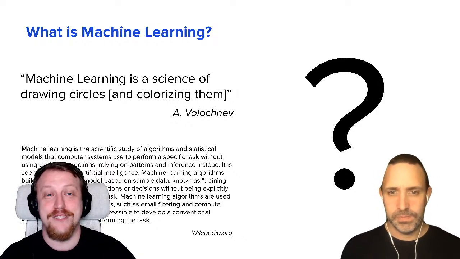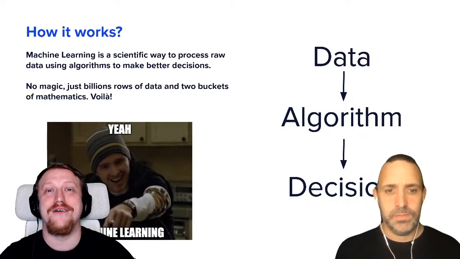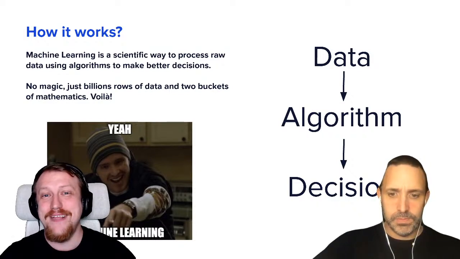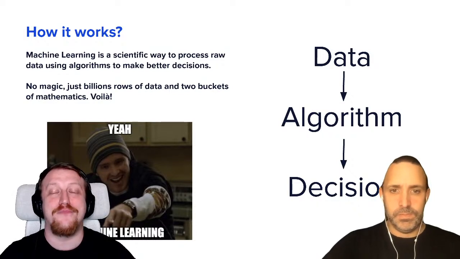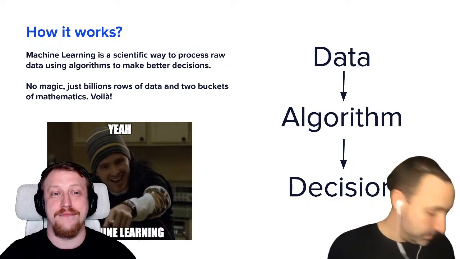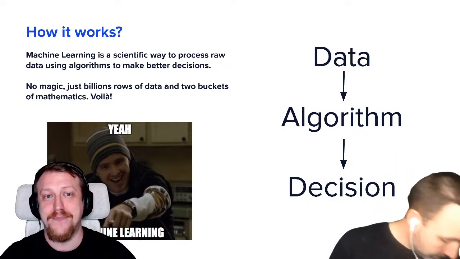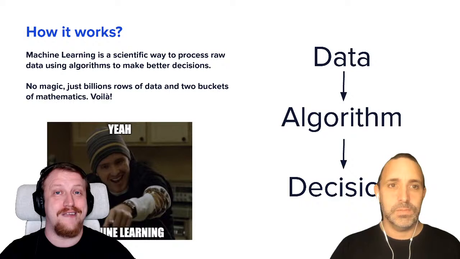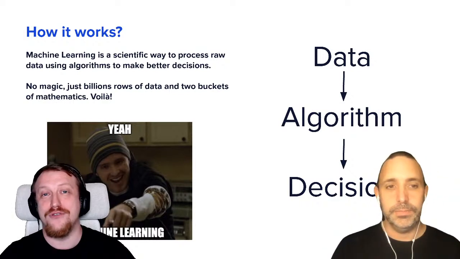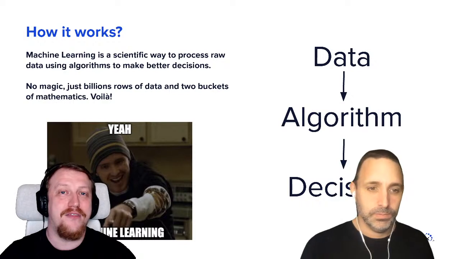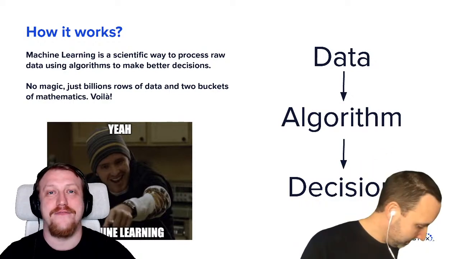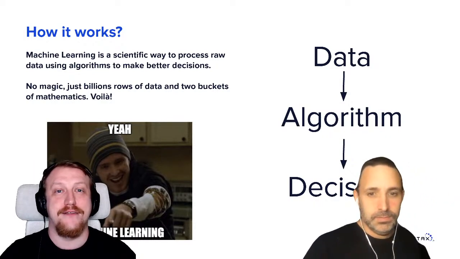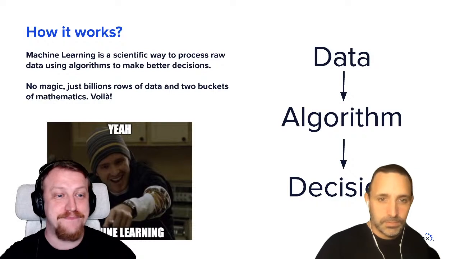Instead of making a formal definition, I prefer to think of how it works and for which purpose we would use it. Briefly speaking, machine learning is a scientific way to process raw data using algorithms and make better decisions. That's it. So you're going to have the raw data you want to analyze. You need to use some algorithms. With those, you will process that data. And with the highlights of this data you get out, you may make better decisions. No magic, just a lot of data and a couple of algorithmic functions. Only that.